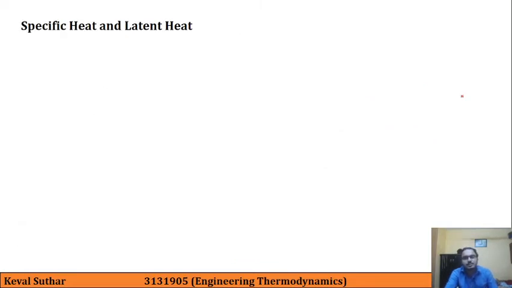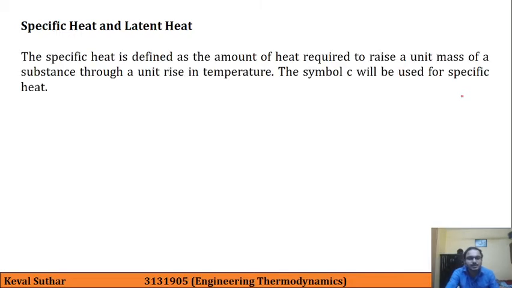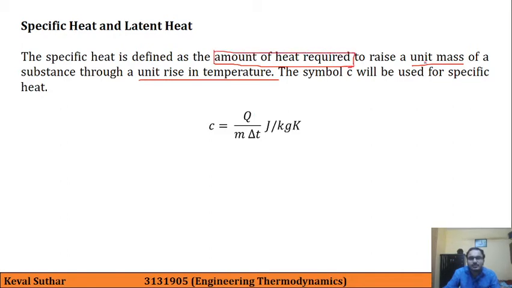Now we will be discussing specific heat and latent heat. The specific heat is defined as the amount of heat required to raise a unit mass of a substance through a unit rise in temperature, and the symbol C is used for specific heat. To explain this in mathematical form, the formula is C, that is specific heat, is equal to Q, the amount of heat required to raise unit mass. So unit quantities will be in the denominator.